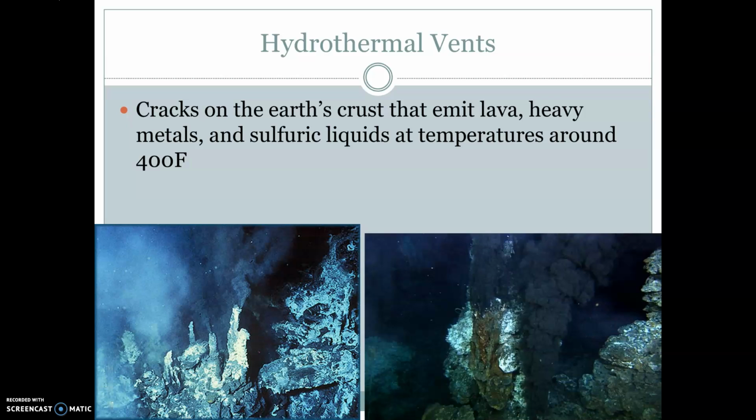We're also going to see these things called hydrothermal vents. If we break down that word, hydro means water and thermal means temperature. These hydrothermal vents are cracks in the Earth's crust that are going to emit lava, heavy metals, and sulfuric liquids at temperatures around 400 degrees Fahrenheit. So really, really hot environments that let off a bunch of these different things that are going to make a really interesting environment for some different organisms here. So we can see them here.